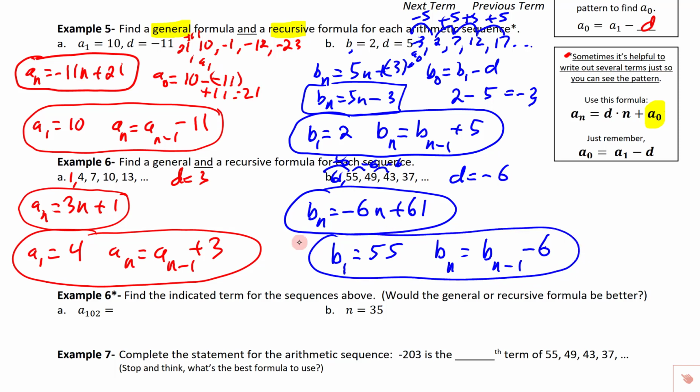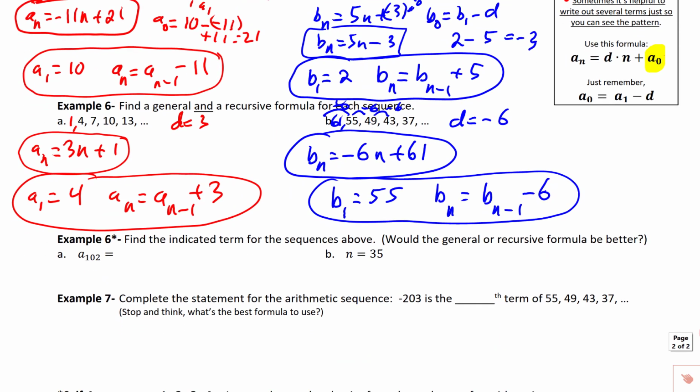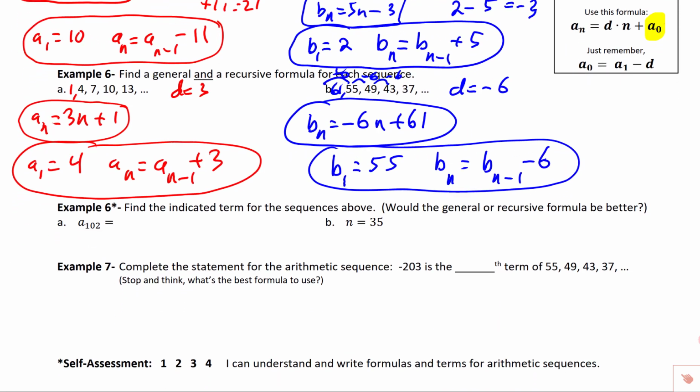So we're talking about arithmetic sequences on this assignment, and we're talking about two different formulas. One's the general formula, and the other one is the recursive formula. Now, if we were asked to find the indicated term for the sequences up above, which would you want to use? If you had to find the 102nd term, would you want to use the general formula or the recursive formula? Well, I think we'd all definitely want to use the general formula here, because we can just plug in a 102. We don't have to find the first 101 terms like we would with a recursive one. So we're going to use this formula.